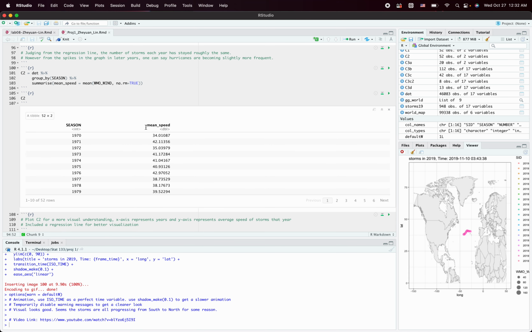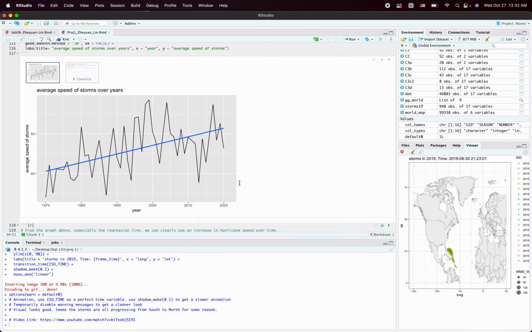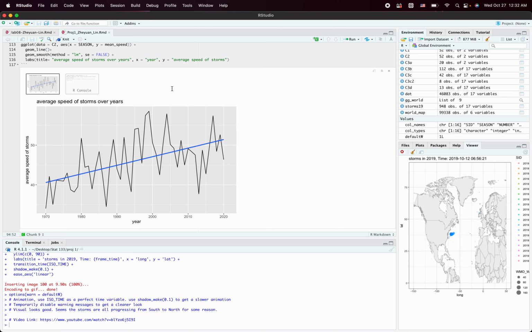And similarly, we got a similar data table as the last one, and then from this I did a similar plot, a ggplot line plot, and then a regression line as well. And from this plot, I think it's real clear. It's really clear that the wind speed increases by the year.